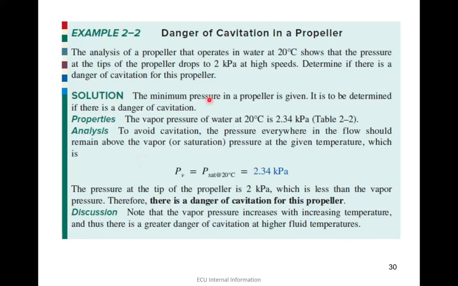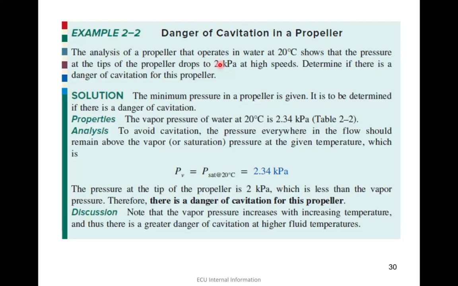Danger of cavitation in a propeller. The analysis of a propeller that operates in water at 20 degrees Celsius shows that the pressure at the tip of the propeller drops to 2 kilopascal at high speeds. Determine if there is a danger of cavitation. What we need to check is that the pressure we're talking about here should not be below the vapor pressure.